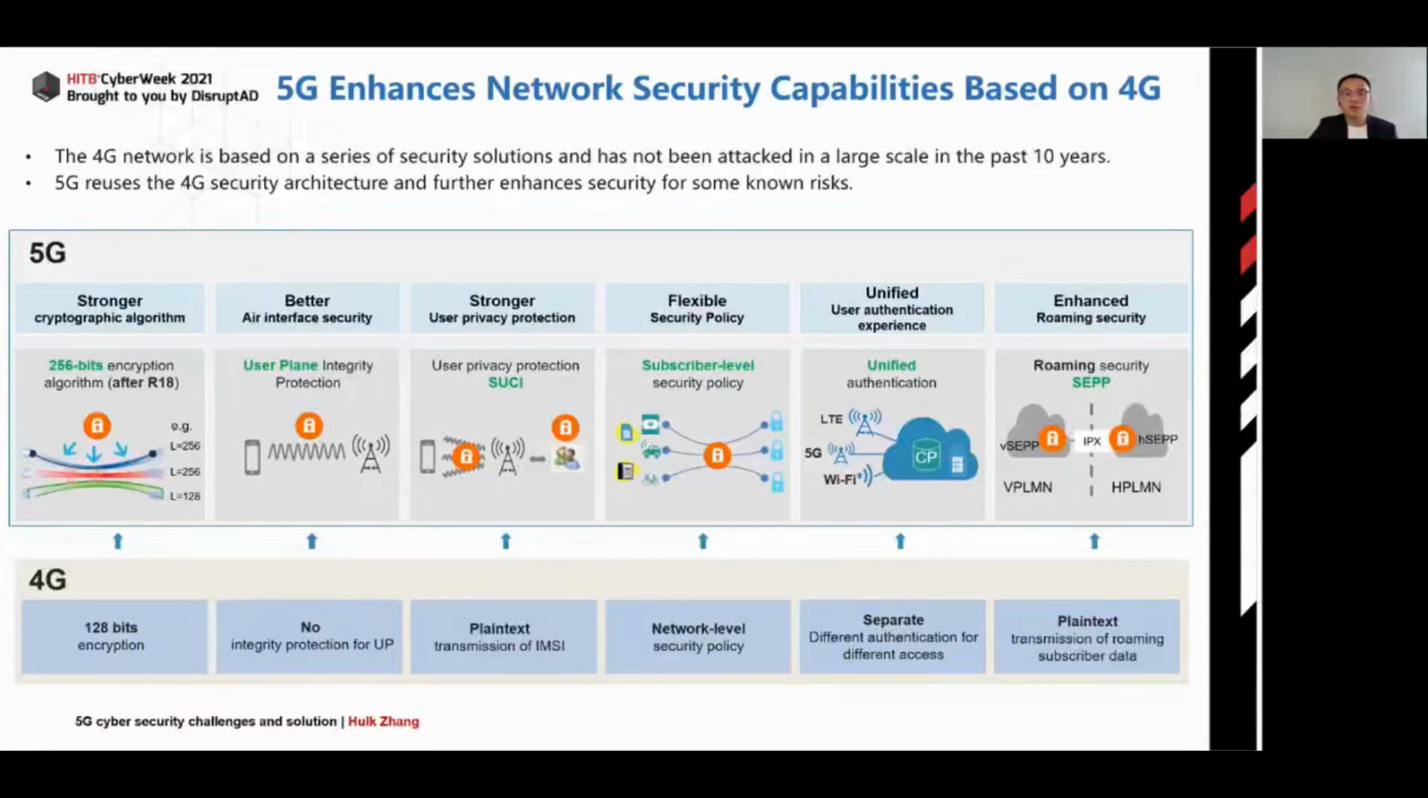And also for authentication, in the 4G network, the authentication is different for different access. But for 5G, the whole user authentication is unified. So this is much easier to manage and provides a more secure authentication. Last but not least, in the past, the transmission of roaming subscriber data in 4G was plain text. But in today's 5G, this plain text is secured, and one component is added. This is called the security edge protection proxy. So among different networks, the roaming data among them are encrypted and protected.